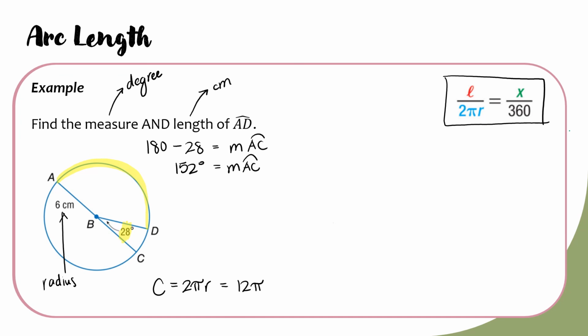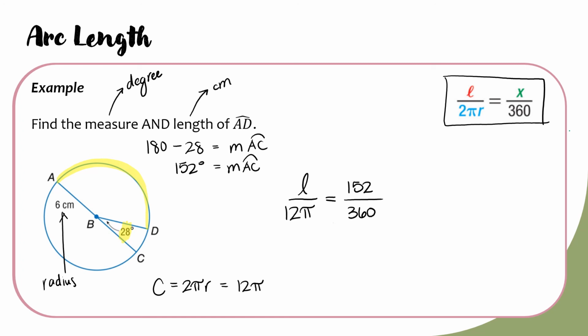Okay, so let's set up our proportion. I don't know the arc length. That's what I'm trying to find. That's a piece of the circle. The whole circle, in terms of length, or circumference, is 12 pi. This is equal to, or is proportional to, the piece of the circle in degrees. We said that was 152, compared to the whole circle in degrees, that's 360. So here is a proportion that we can solve.